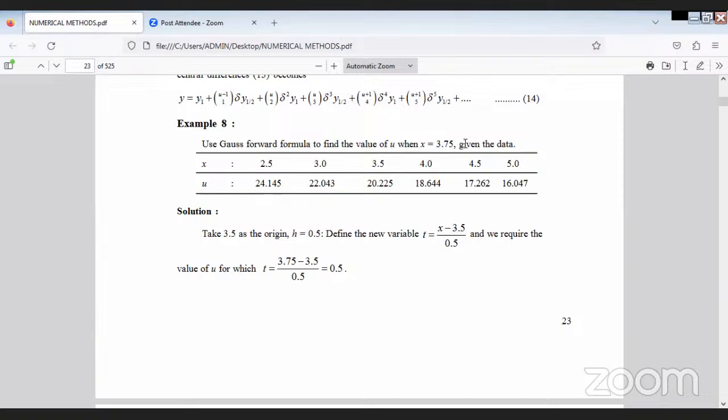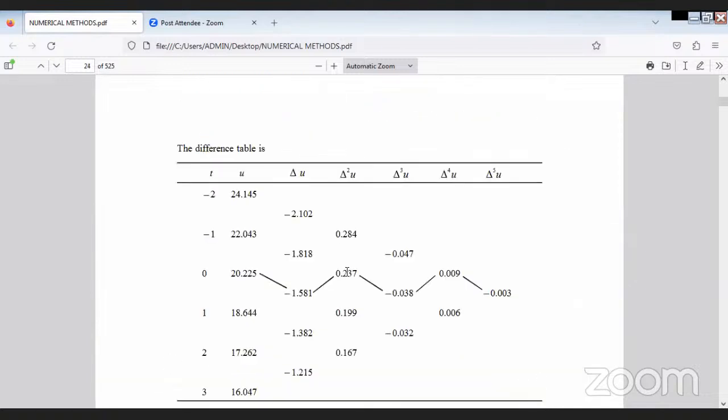What they given x value here, then x naught is 3.5. Already we taken x naught equal to 3.5, so take 3.5 as the origin. The center means we are taking 2.5, 3, 4.0, 4.5, 3.5, there 3.75 minus 3.5 is 0.5. 2.5 to 3 is 0.5, 3 to 3.5 is 0.5. So 3.75 minus 3.5 divided by 0.5 is equal to 0.5.